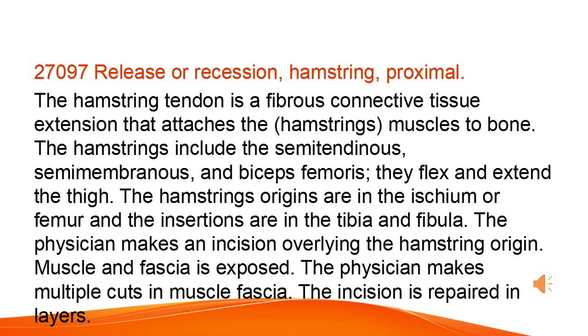Release or recession, hamstring, proximal. The hamstring tendon is a fibrous connective tissue extension that attaches the hamstring muscles to bone. The hamstrings include the semitendinosus, semimembranosus, and biceps femoris. They flex and extend the thigh. The hamstring's origins are in the ischium or femur and the insertions are in the tibia and fibula.